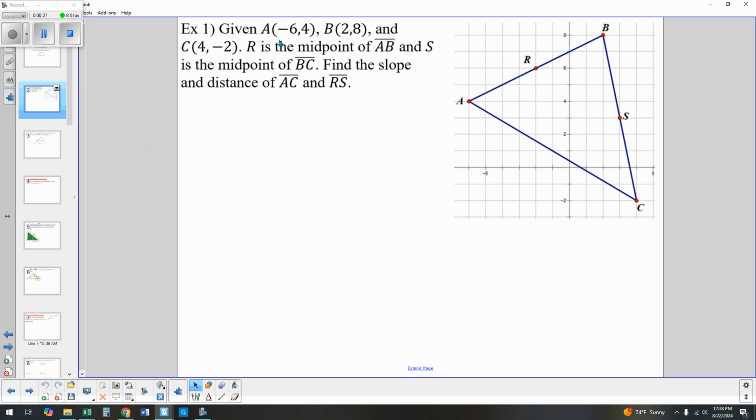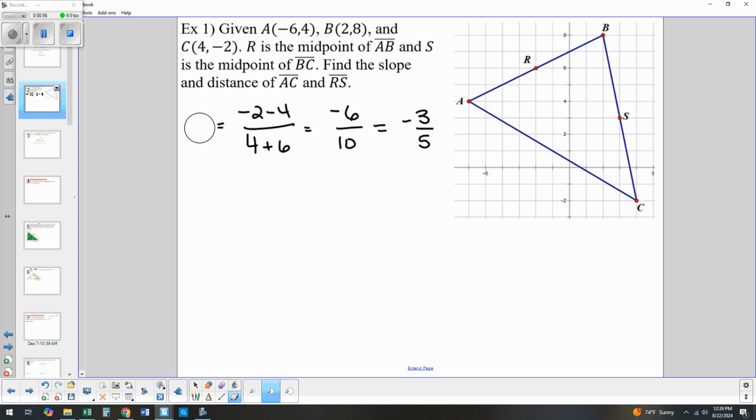So if we started with AC, because I already know all those points, we'll do the slope first. So that's going to be -2 minus 4 over 4 minus -6. So -6 over 10 is -3/5. As for my distance, oh, hold on, I should not have labeled it this way. We're going to call it M of AC, because that was the slope. Distance will just be the capital letters AC.